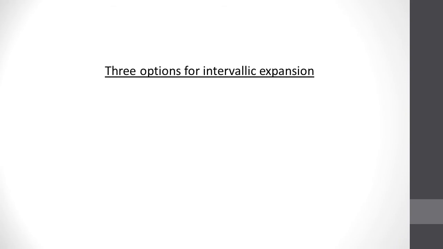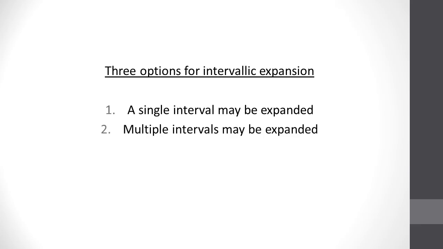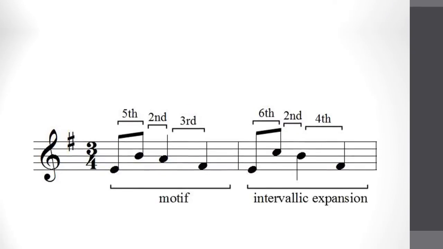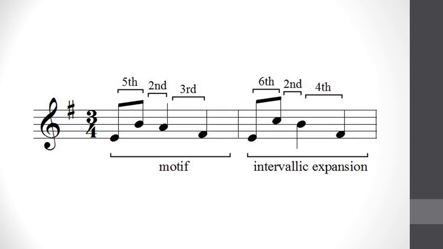There are 3 options for intervallic expansion of a motif. A single interval may be expanded, multiple intervals may be expanded, or all the intervals may be expanded. We have already seen an example of the first option in the previous slide. Here is an example of the second option. As you can see, 2 out of the 3 intervals have been expanded. The fifth and the third in the original motif have been expanded to a sixth and a fourth in the second measure. The interval of a second remains unchanged.